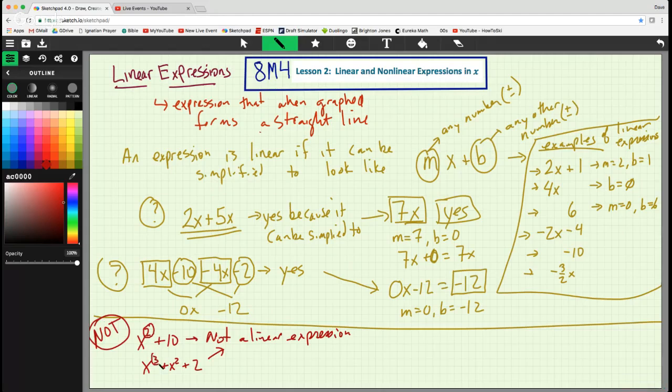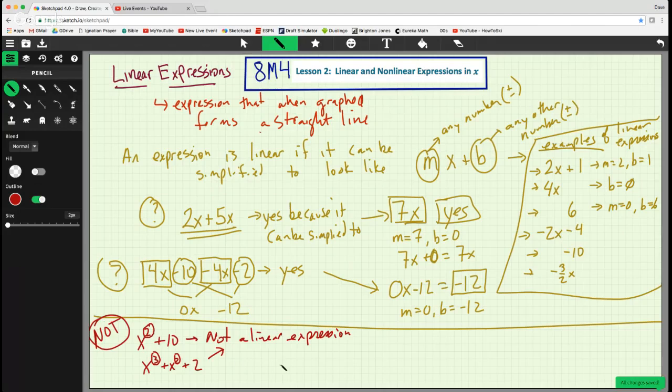Again, because I have an x cubed term. My x term has to be just an x with no exponent, or a hidden exponent really of 1, right? These are all exponent 1. 1 over x is not a linear expression because my x has to be on top. 1 over x squared is also not a linear expression.